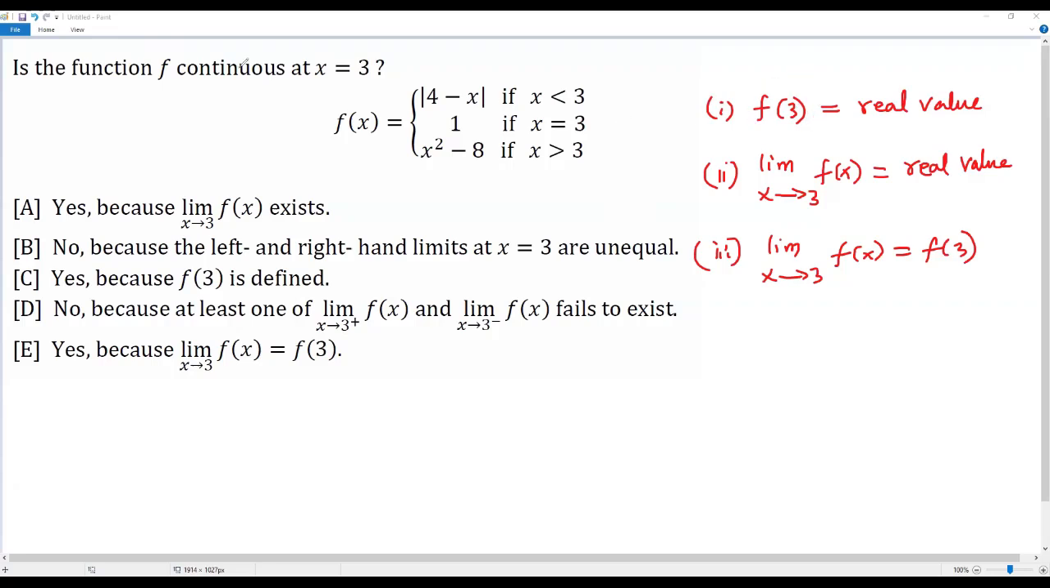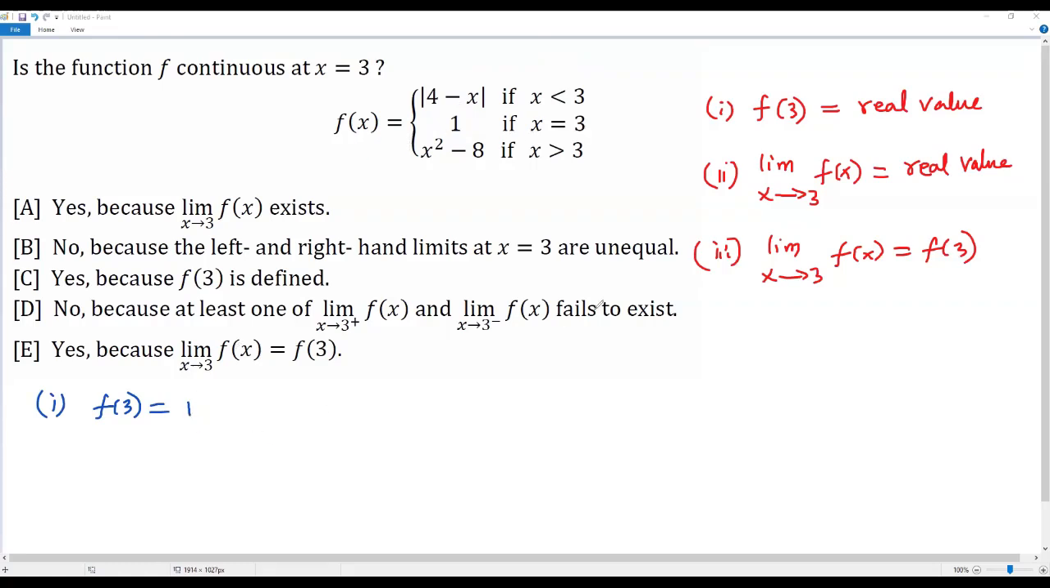f of 3 means into the given function f of x I have to plug in x equals 3. Okay, let me do it. So f of 3 equals what? Among the given three pieces we get f of x equals 1 when x equals 3. So when I plug in x equals 3 over here, the value of the function equals 1. So f of 3 equals 1.